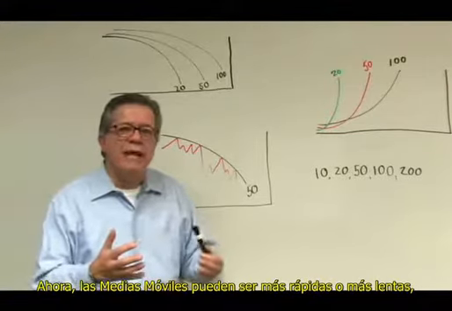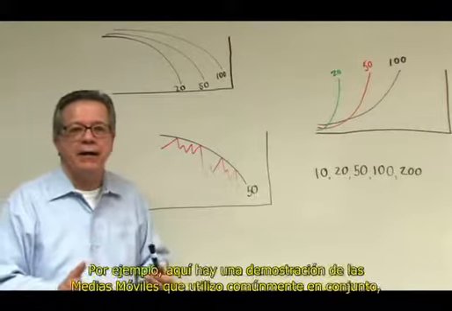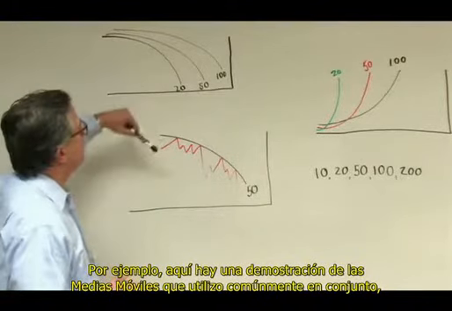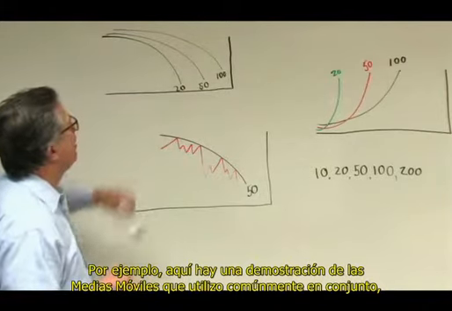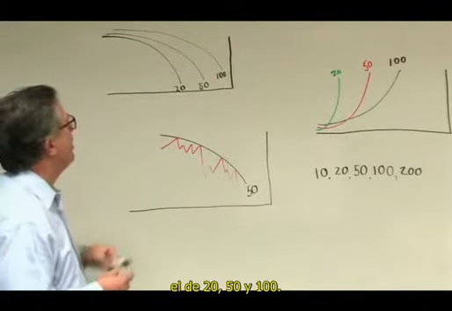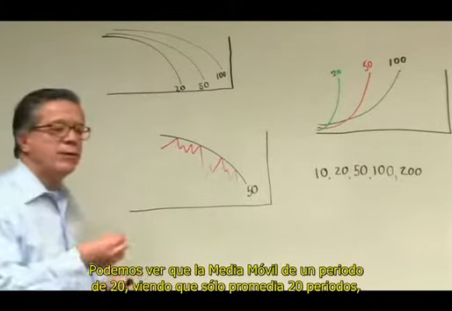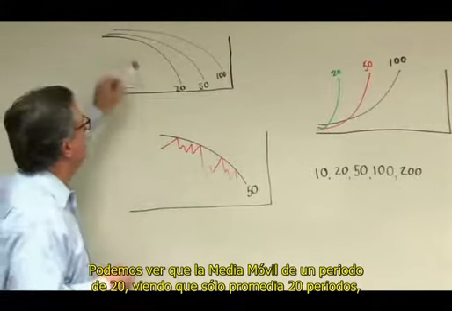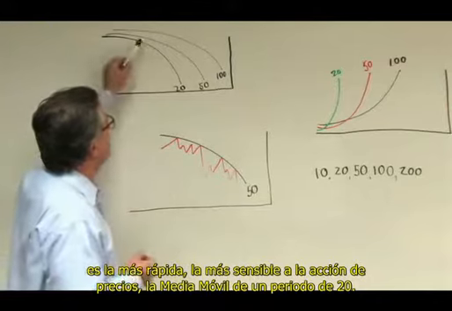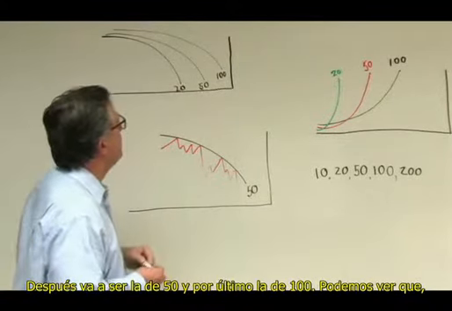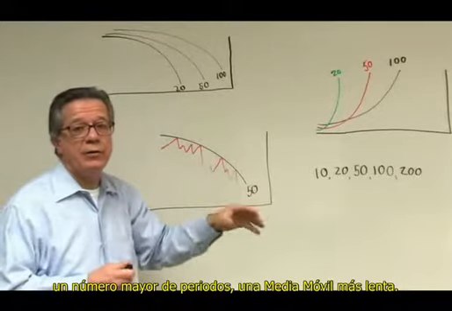Now, moving averages can be faster or slower depending on the number of periods that are involved. For example, here's a rendition of the three moving averages that I probably use most often in combination: the 20, 50, and the 100. We can see that the 20-period moving average, seeing as it only averages 20 periods, is the fastest. That's going to be the most sensitive to price action. Next is the 50, and last is the 100. So you can see the greater the number of periods, the slower the moving average is going to be.